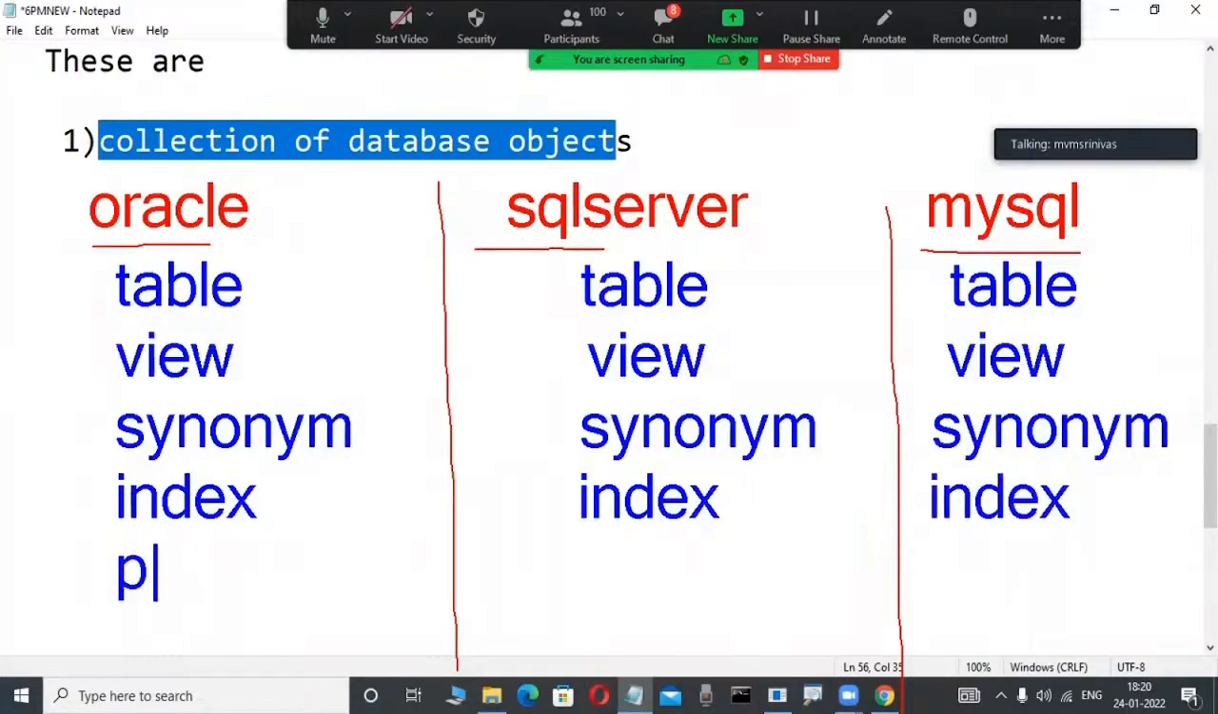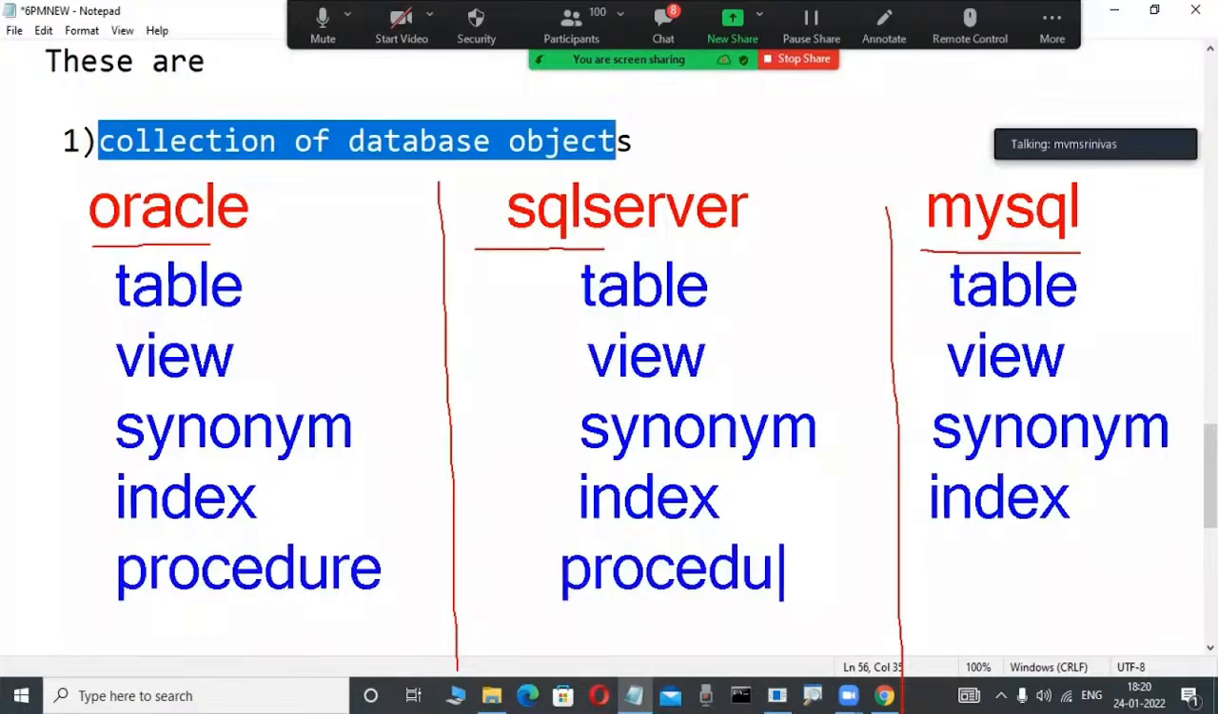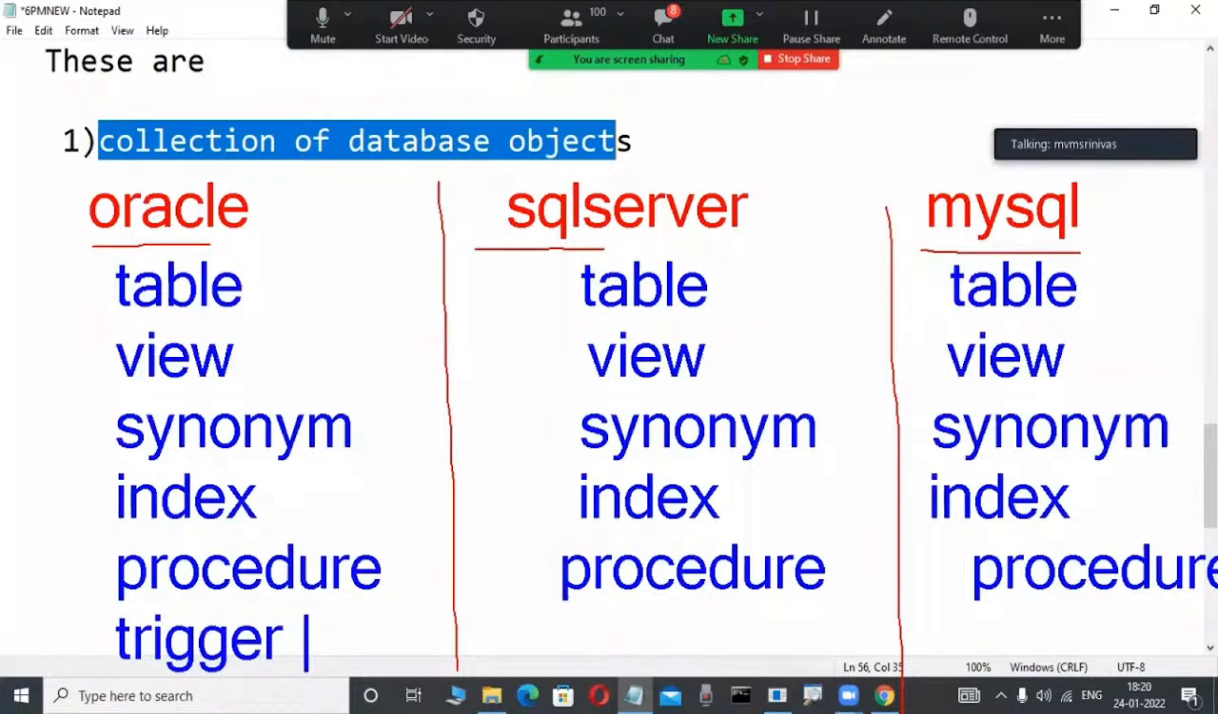Here a procedure is there. Okay, fine. Here also a procedure is available, here also a procedure is available. Here a trigger is there. Okay, there is a database object. Now here also a trigger is there. That's why relational databases, relational data model products, contain three components.